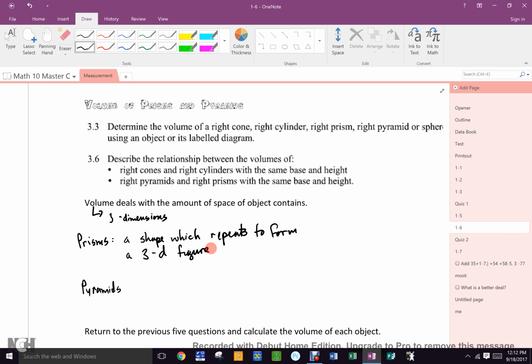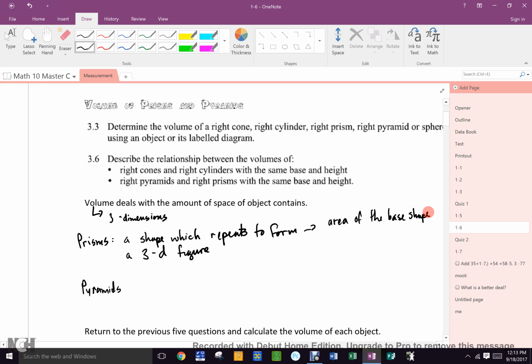What do I get? 88 times how much? 588. Is everybody with me? So that is what volume is. Is everybody cool? Volume of a prism is simply this. It is the area of the base shape.